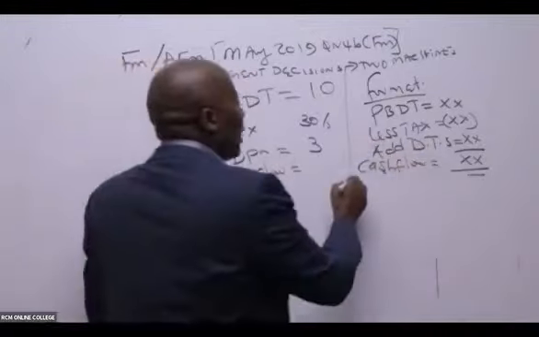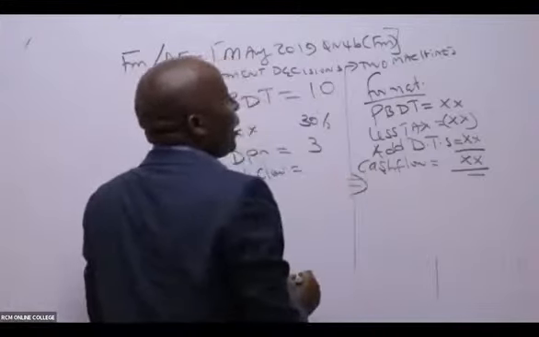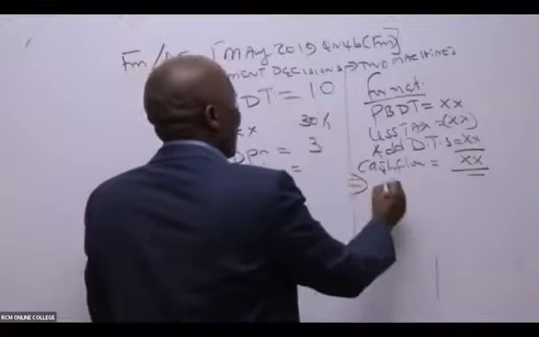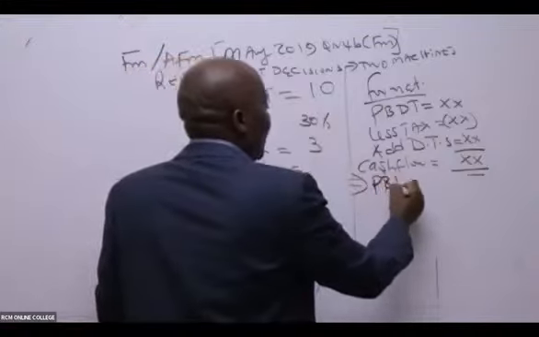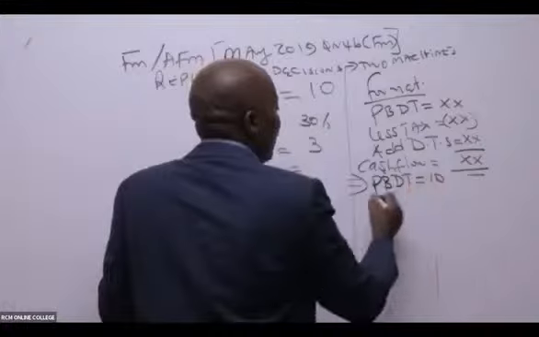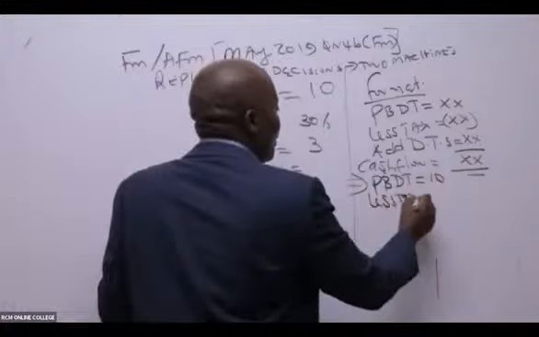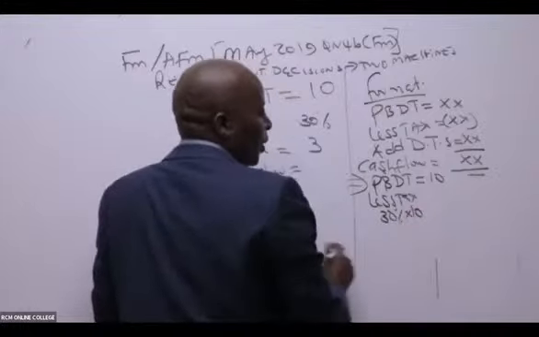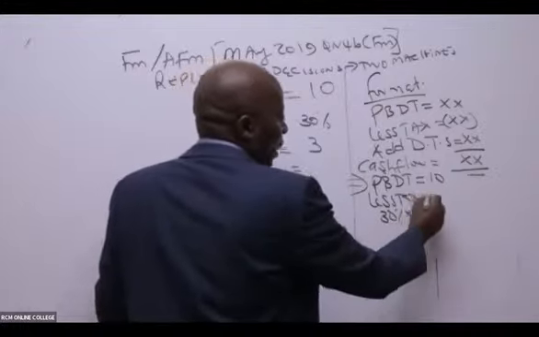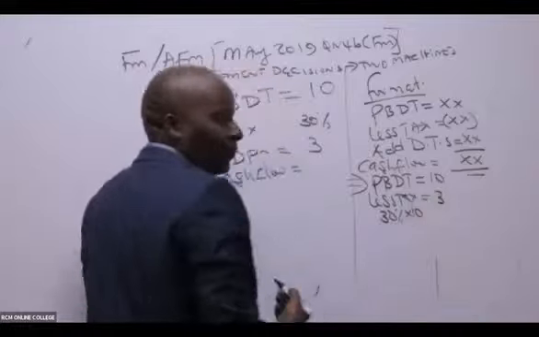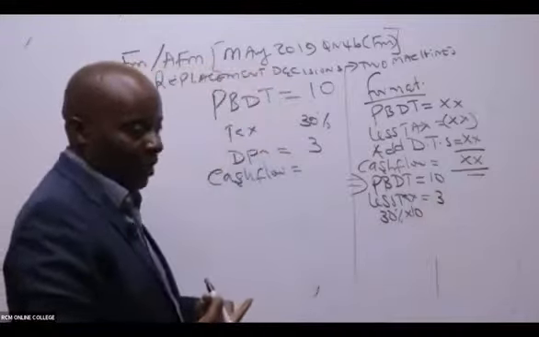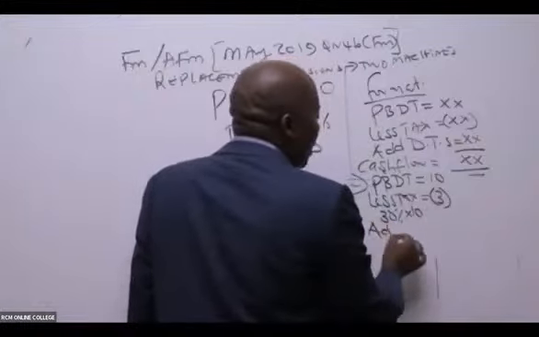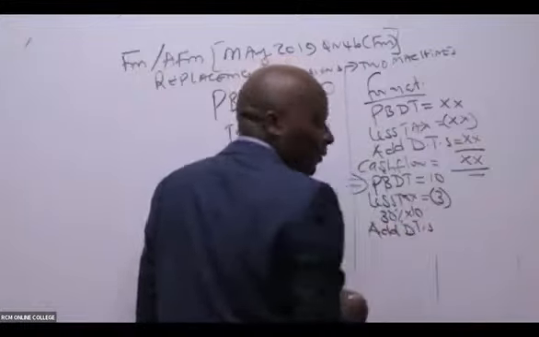So in this particular question, our profit before depreciation and tax has been given as 10. So PBDT is 10. Then we less tax. What is our tax? It is 30% of the profit, 10. So 30% of 10 gives me what figure here? This gives me 3. And then I'll be able to deduct it and, of course, add depreciation tax shield.